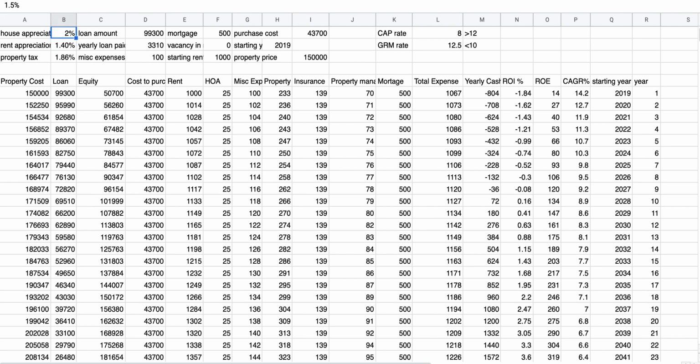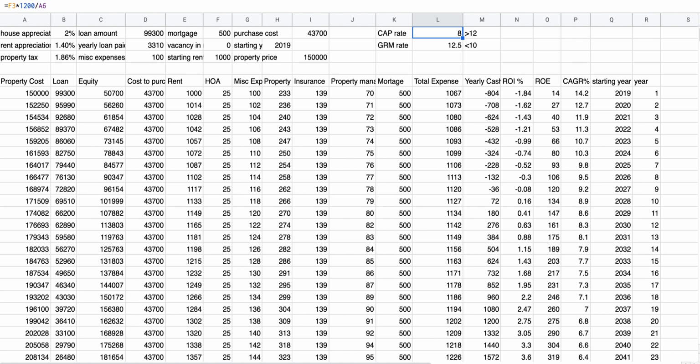So let's assume my home appreciates by 2%. My rental income increases by 1.4% a year. Property tax is 1.8% a year of the property price. $100 a month I will keep aside for expenses. Yearly, I will pay some amount of money back to the bank. And let's say I start buying this property in 2019.